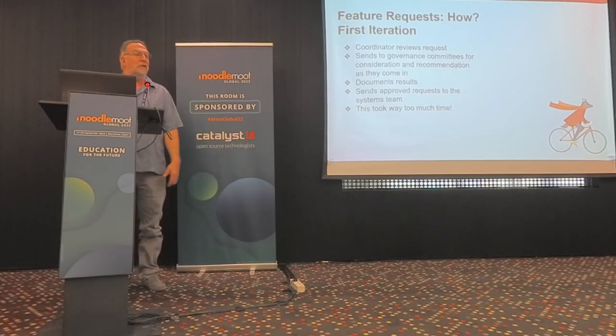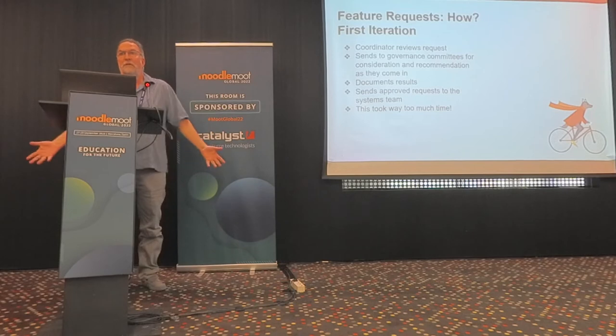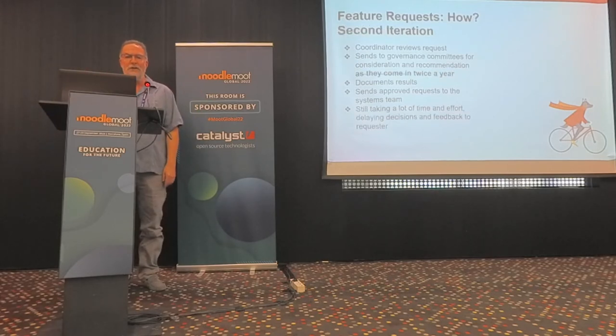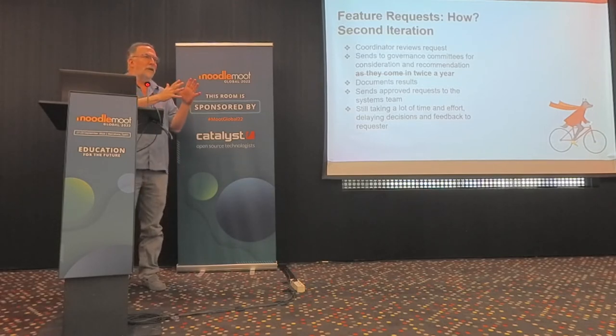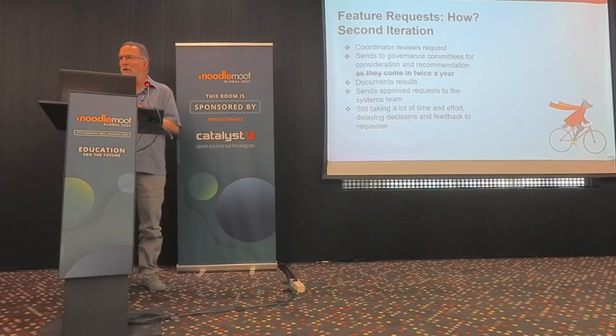And what ended up happening is we were spending all of our time on feature requests. Governance became feature requests. We didn't really look at policy. We didn't look at anything else. So second iteration, instead of as they come in and on a rolling basis, we started to batch them twice a year. So yes, we'll be responsive to you, but it's going to take you several months to hear back. And that at least allowed us, in September and October, and then in January and February, to go ahead and evaluate these feature requests, push them through, and make decisions. But it's still taking a lot of effort.